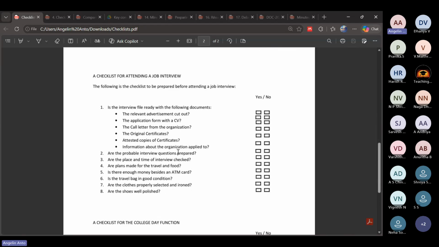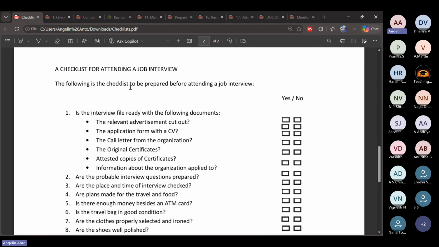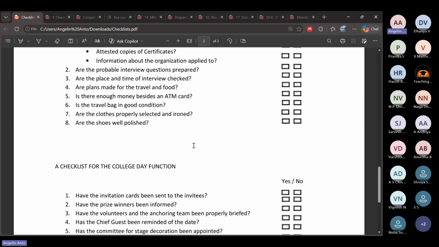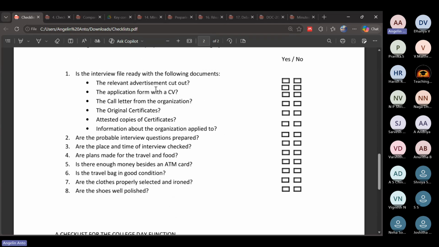Now you can have subdivisions like this. Here, is the interview file ready with the following documents. In the interview file, you should have an advertisement, an application, call letter, or have you practiced for the questions in the interview, like who you are, where you're from, what is your inspiration, stuff like that. So you can have sub tasks as well, but your yes and no would stay the same. So it's either a tick or an X. This is pretty self-explanatory, I think. We have all done this at some time.